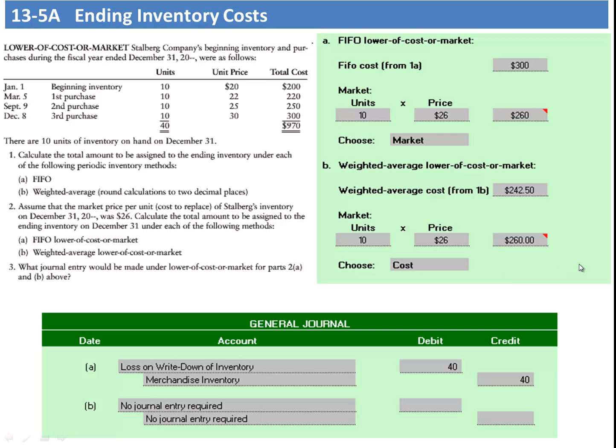So then in preparing the journal entries, we're going to have a difference of $40 from our FIFO method. So a loss on the write-down of our inventory of $40, and we decrease our merchandise inventory by $40 also to account for the difference between the market price and the FIFO method. There is no journal entry for part B, simply because the weighted average method that we recorded was smaller than the market price, so we don't have to make any adjustments.